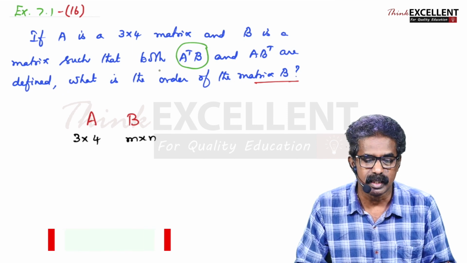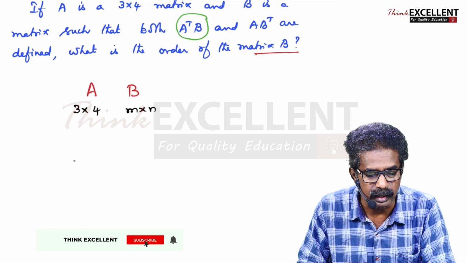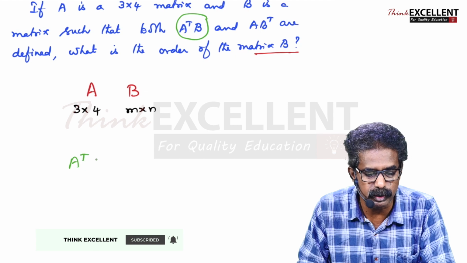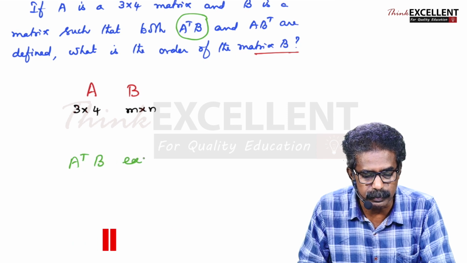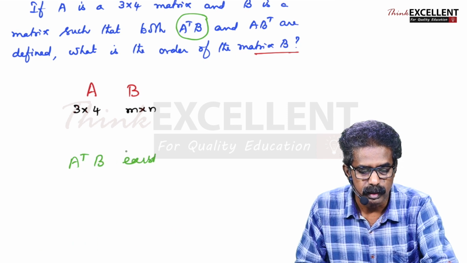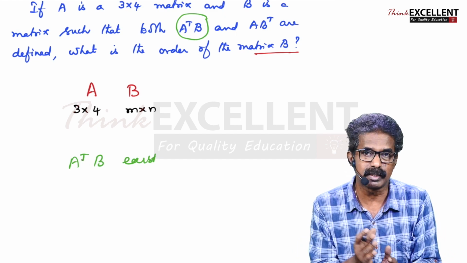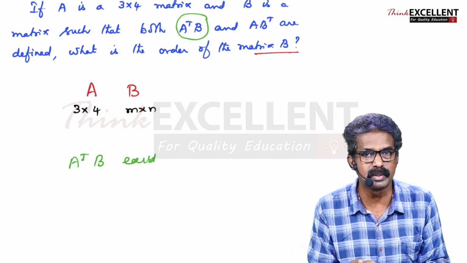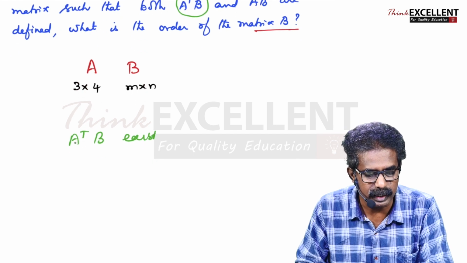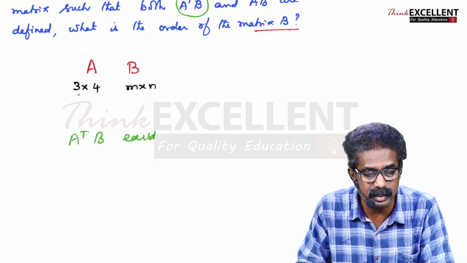Both exist. A transpose B, we take the first one. A transpose B exists, meaning the number of columns of the first matrix must be equal to the number of rows of the second matrix, right? So what is A transpose's order? A's order is 3 by 4.